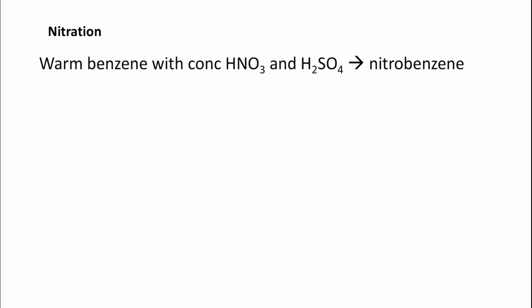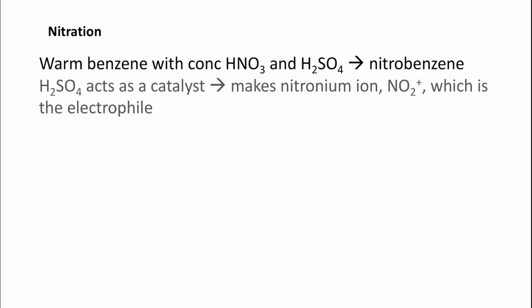The second reaction is the nitration. And a nitration is basically adding a nitro group to the benzene ring. To do this, you need to warm benzene with concentrated nitric acid and sulfuric acid, and that will lead to formation of nitrobenzene. Sulfuric acid will act here as a catalyst, so it will make nitronium ion. Nitronium ion is NO2 plus, which is the electrophile that is going to attack the benzene ring.